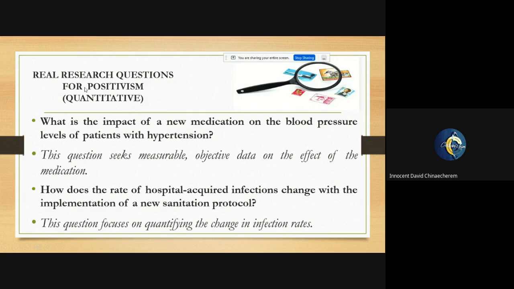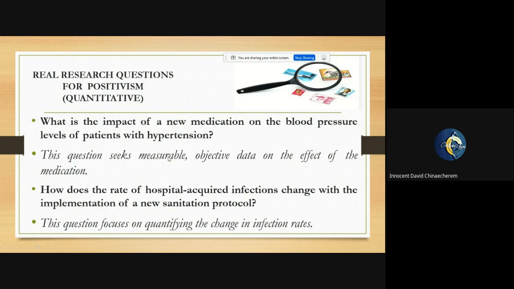So now let's say real questions for positivism. Now let's give an example. This question is, what is the impact of new medication on the blood pressure levels of patients? Now this is a what? Look at the explanation of why it is a positivist question.